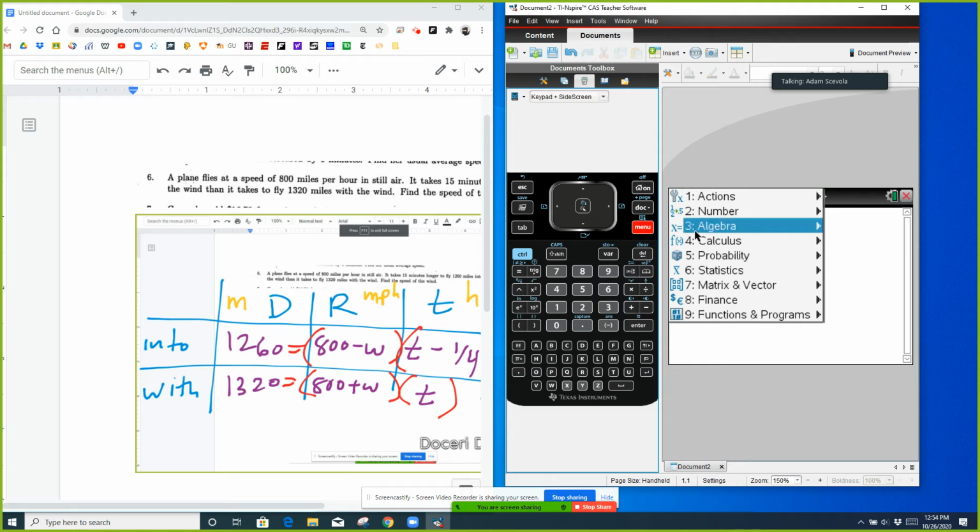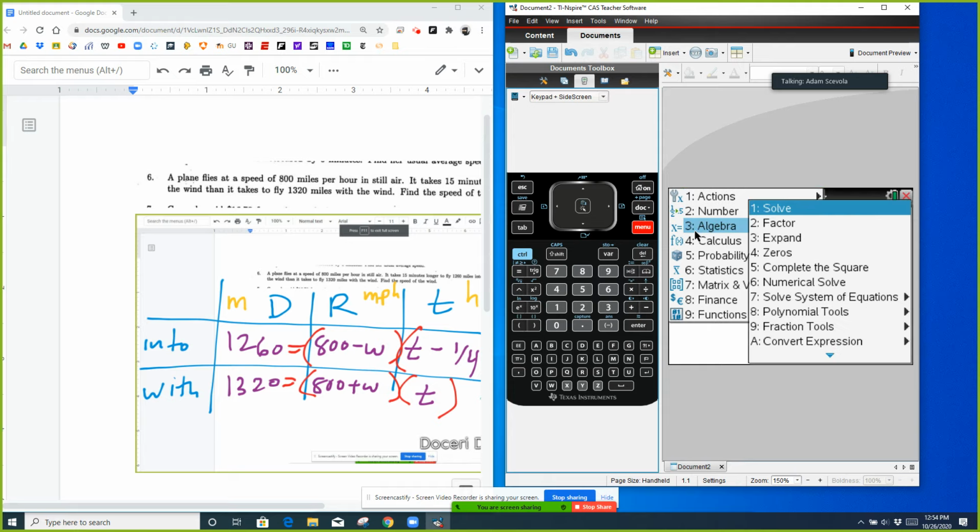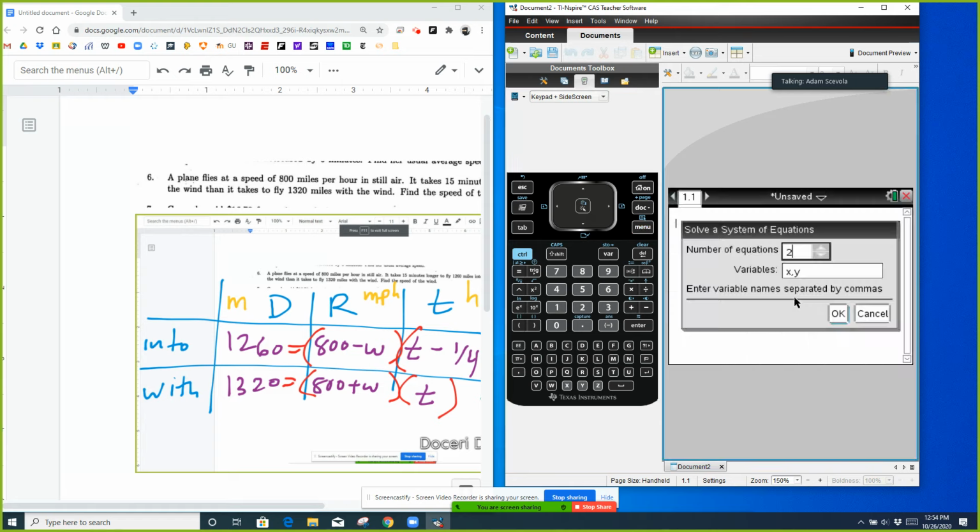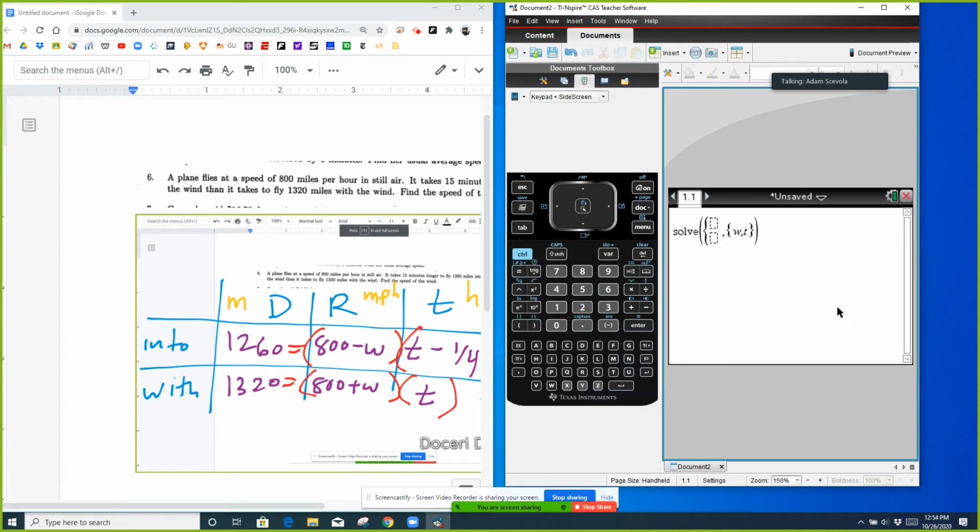So go menu, algebra, and if you had a non-CAS, you would have the option for solve system of linear equations, which is good. But these aren't linear equations. These are regular non-linear equations. So we would have to use this option, solve system of equations. And that option is only available with the CAS. So we have two equations. We have the variables W and T. You could leave X and Y if you want, but we might as well use W and T. And I'm just going to type in the equations exactly how they look.